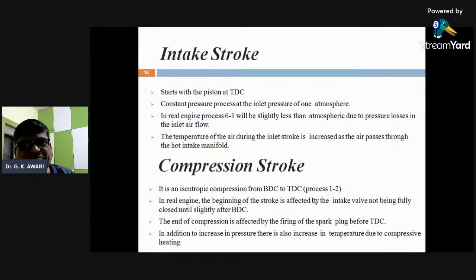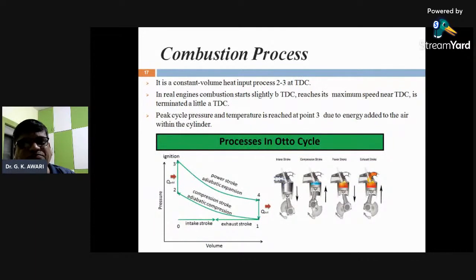In a real engine, the beginning of the stroke is affected by the intake valve not being fully closed until slightly after the start of compression, and the spark plug fires before the TDC. In addition to the increase in pressure, there is also an increase in temperature due to compressive heating. So this is the compression stroke, carried out in process 1 to 2 when the piston moves from the BDC to TDC.